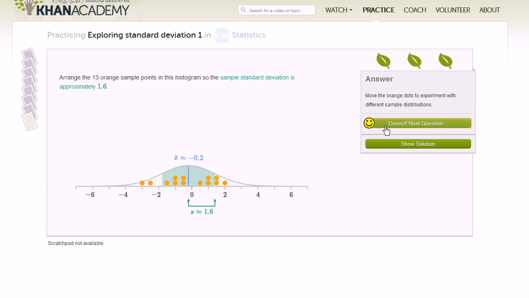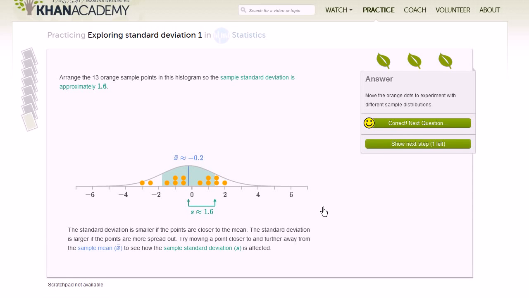So let me check my answer. Correct. Now look at this, show solution. Okay, let me look at the solution. The standard deviation is smaller if the points are closer to the mean. The standard deviation is larger if the points are more spread out. Try moving a point closer to and further away from the sample mean to see how the sample standard deviation changes. So that's telling us what we just did.